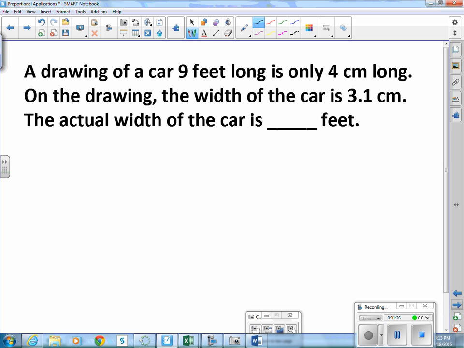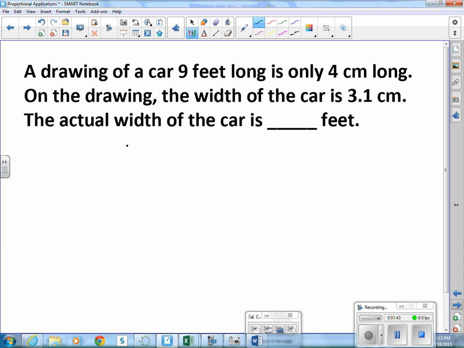So the car is drawn at 9 feet long, and it's only 4 centimeters long. Okay, the car itself is 9 feet long, and the drawing is 4 centimeters long. So if on the width of the car, in the drawing it's 3.1 centimeters, the actual width is what?